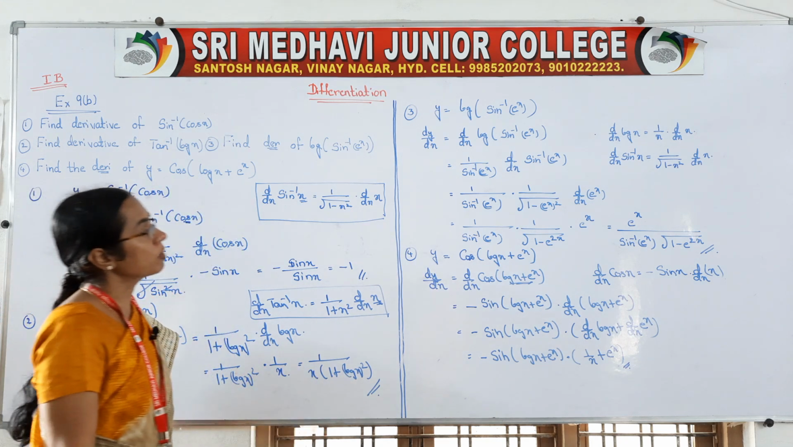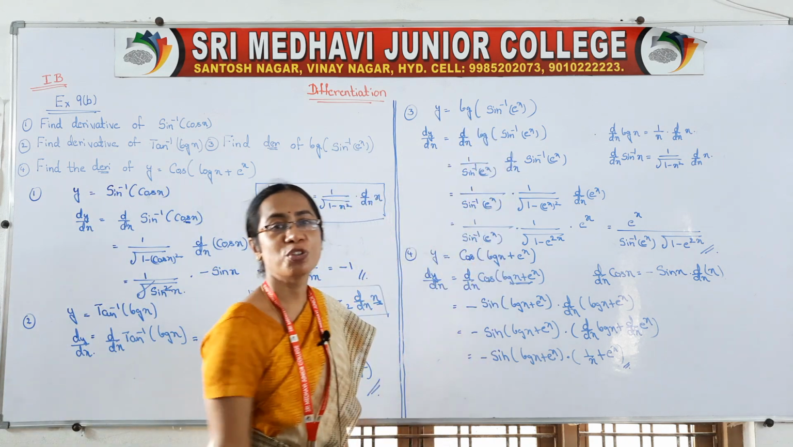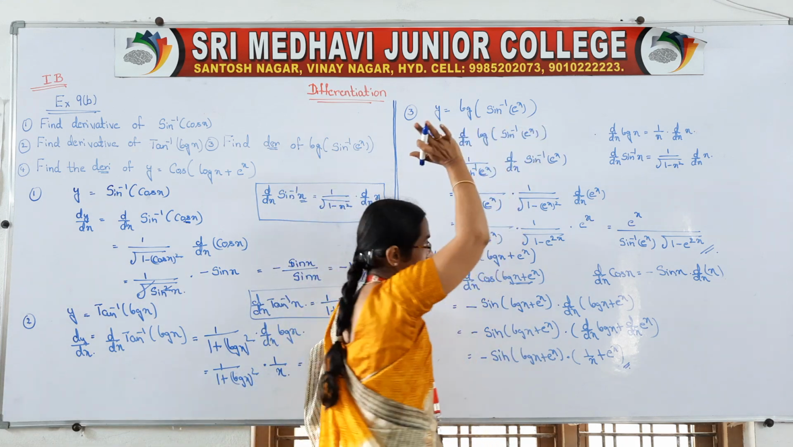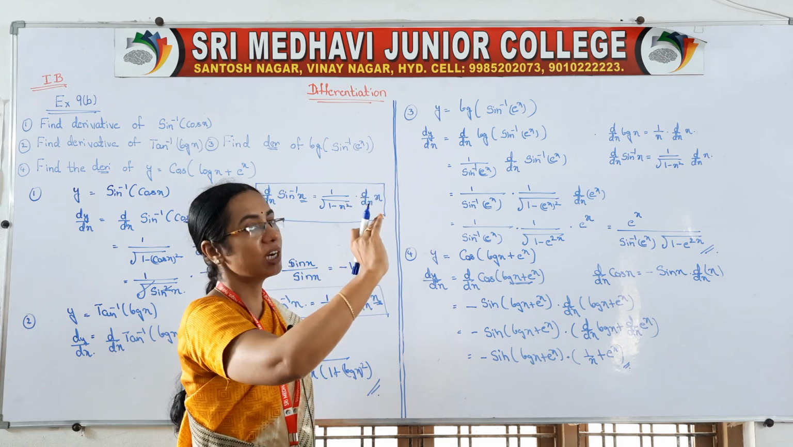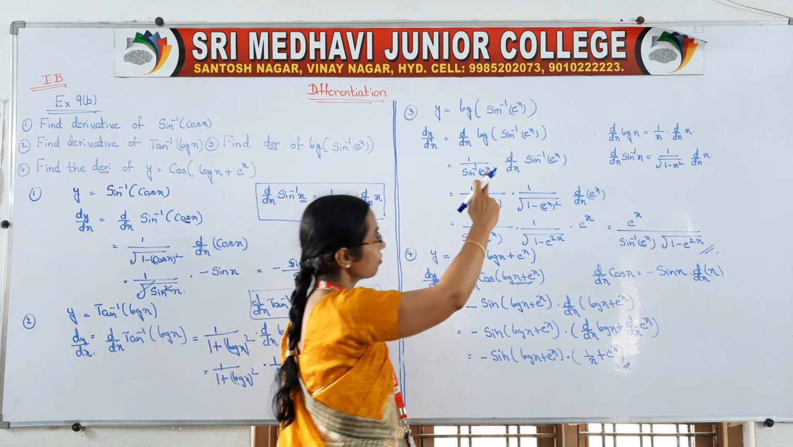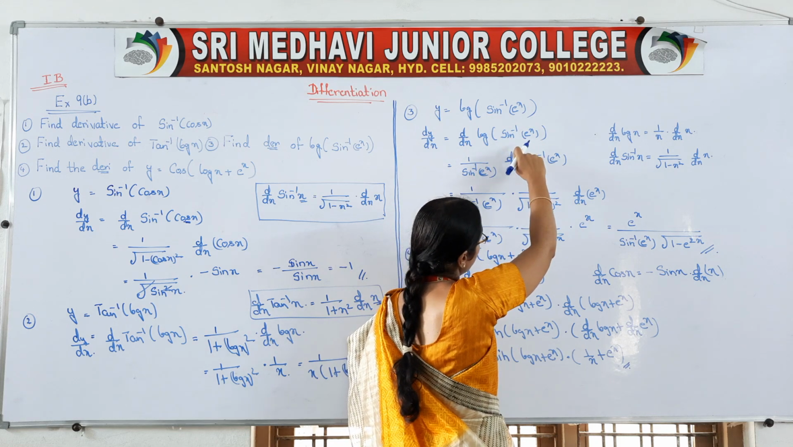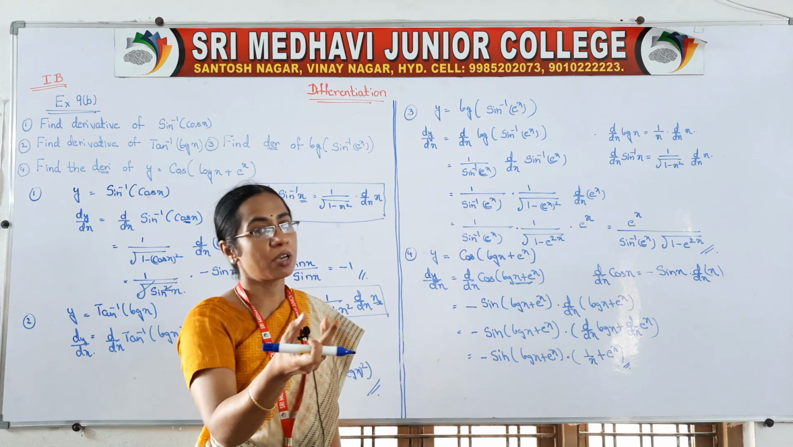Okay, next come to the third one, log of sine inverse of e to the power of x. So first, consider log of some variable. So d by dx of log of any variable is 1 by that variable into d by dx of that variable. 1 by sine inverse of e to the power of x into d by dx of sine inverse of the variable, right?